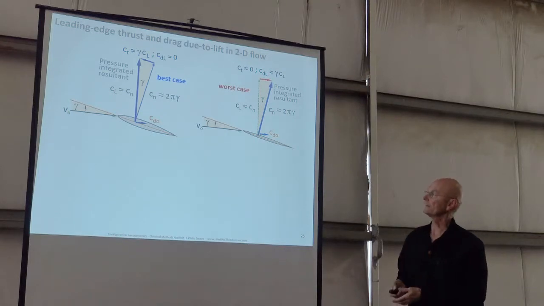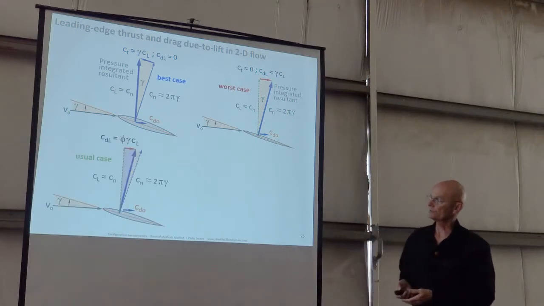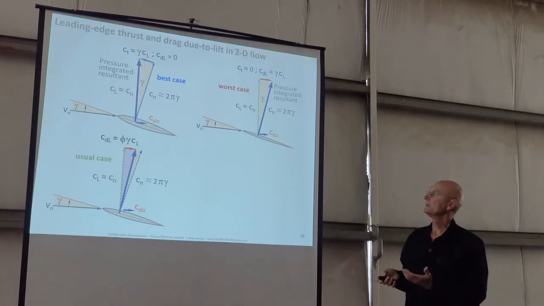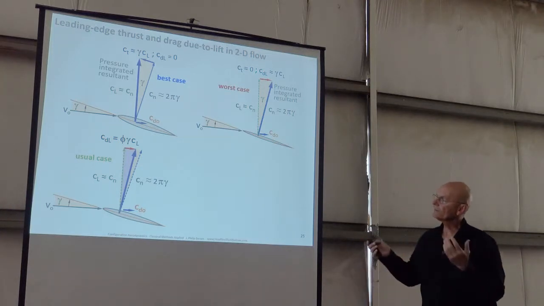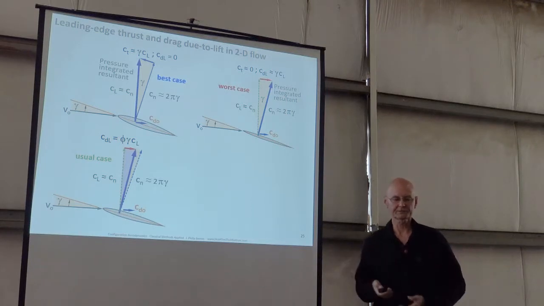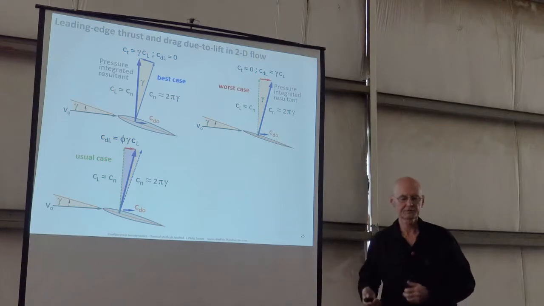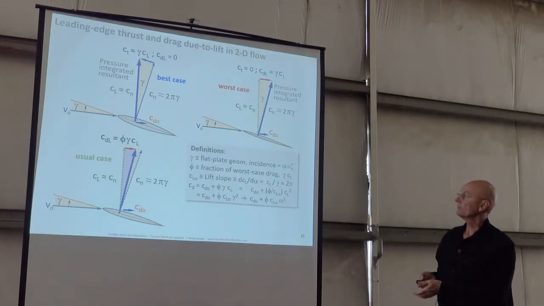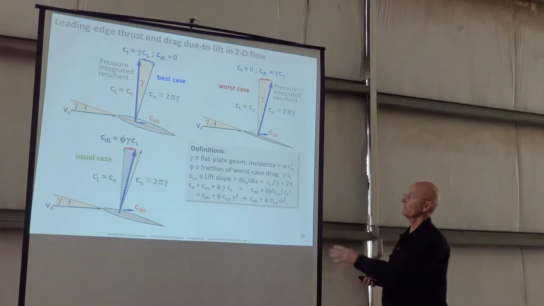Let's look at a more typical case. The more typical, or usual, case is we're somewhere in between those two limits. And so we're going to introduce a term called phi, representing the fraction of worst case drag. So phi will go from zero for a really good airfoil to one for a thin, flat airfoil. So here's all the arithmetic behind that. But the bottom line is that we get something like this.